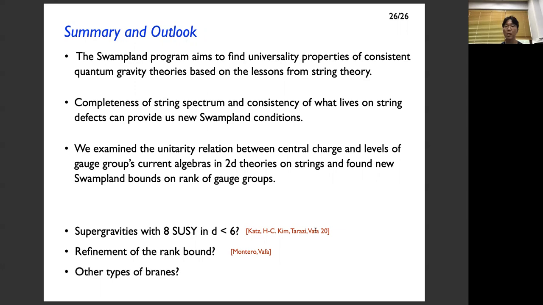And the second problem is whether we can get a more refined bound on the rank of the bulk gauge group. For example, in this talk, we saw only the upper bound on the rank. But in fact, not all the ranks and the gauge groups within the bound are realized in string theory. For example, in 7 dimensions, the bound is 19. But not all the theories between rank 19 and 0 are realized in string theory. So we can try to find some refined bound on the rank of the gauge group.